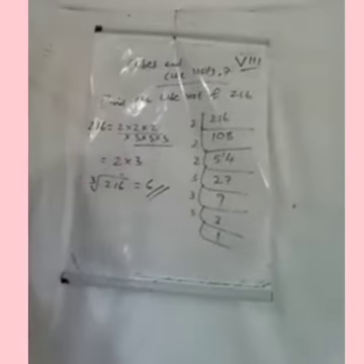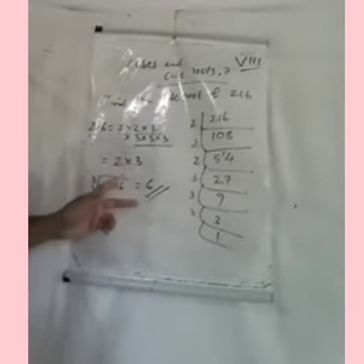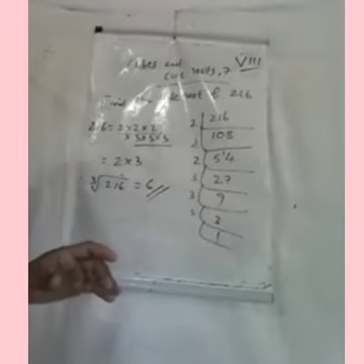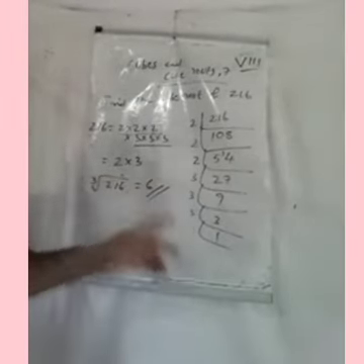Okay, the cube root of 216 equals how much? 6. That is what we call its cube root. What is the cube root? That is, the cube root of 216 equals 6.